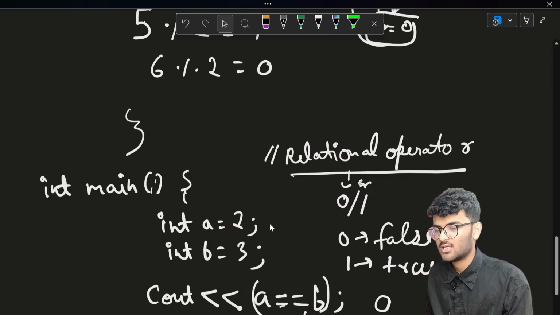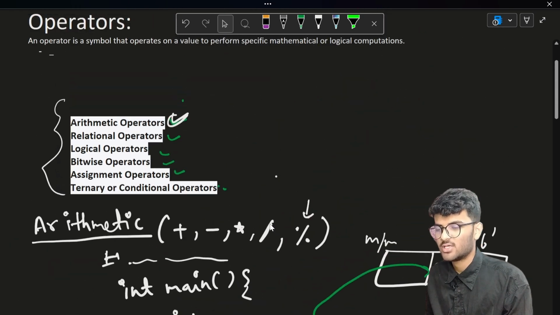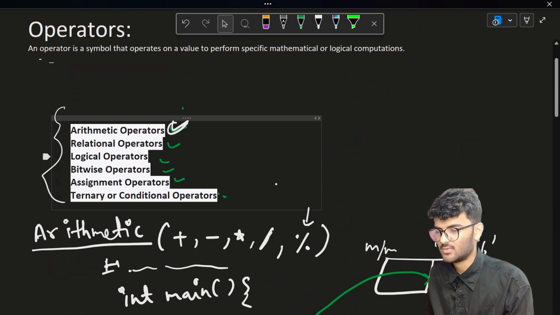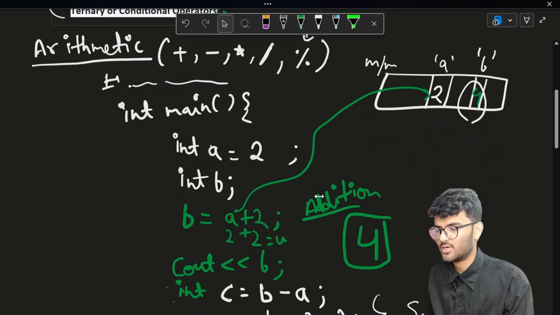And yeah, so the logical operator, the third one is the logical operator.